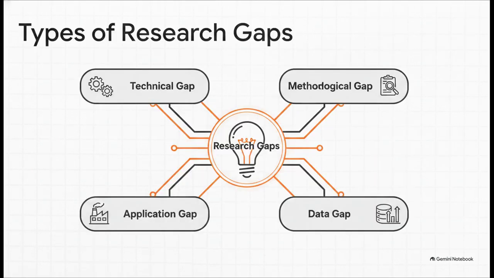To make this a whole lot easier, these unsolved problems usually fall into 4 distinct buckets. This is basically your mental map for engineering research: technical gaps, methodological gaps, application gaps, and data gaps. Let's break down exactly what each of these looks like in the real world.